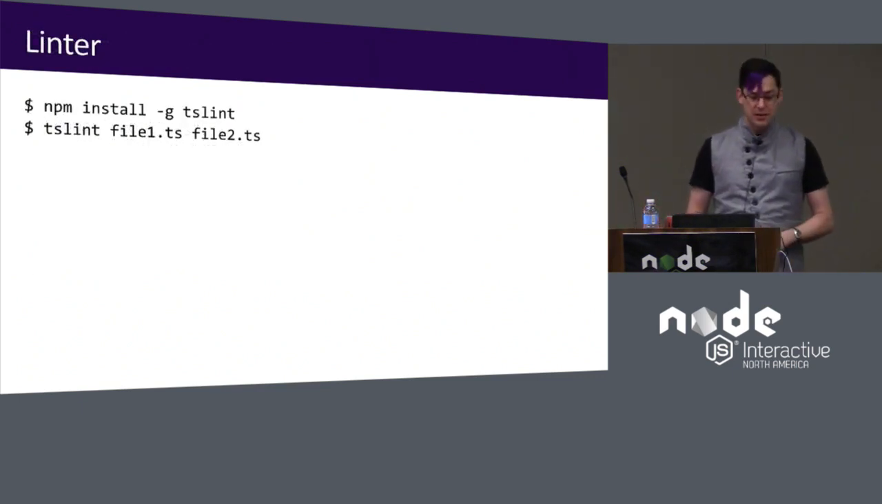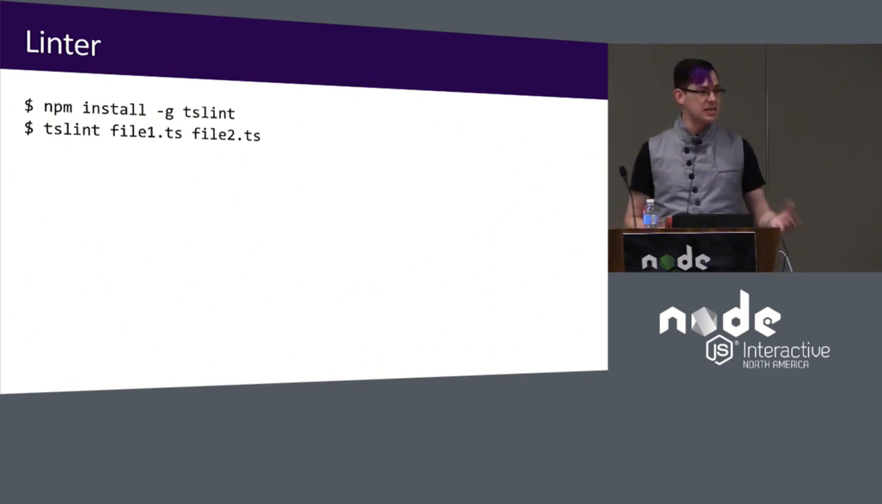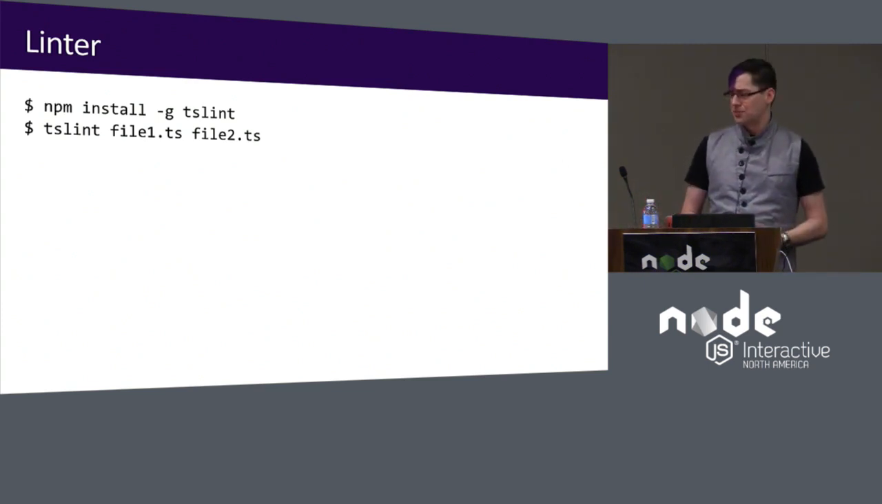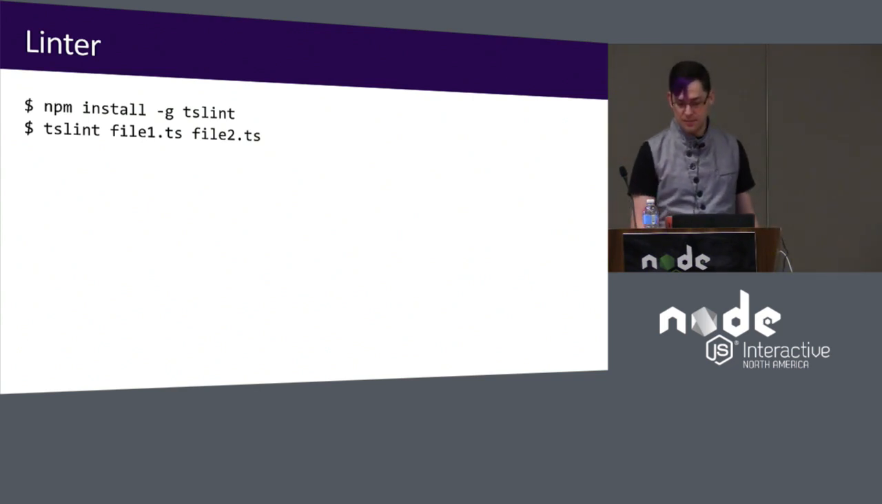TypeScript also has a linter. It's called tslint. It's really, really similar to ESLint. So if you've used ESLint before, then tslint is going to feel right at home. Like the way you configure variables, the types of things you configure, all pretty similar. So same thing, npm install -g tslint, and tslint your files.